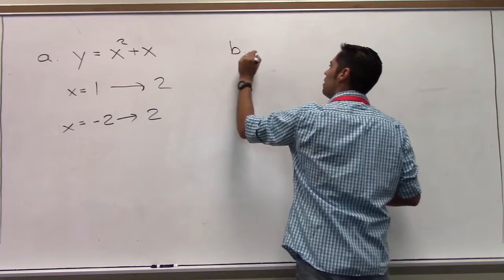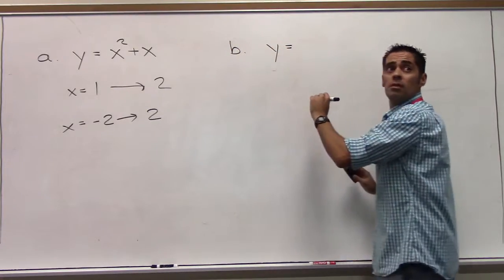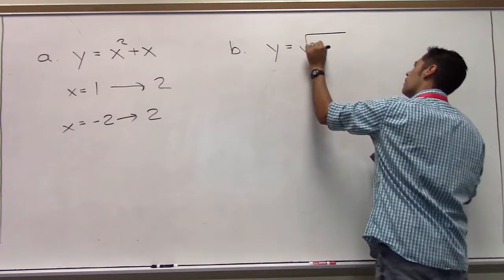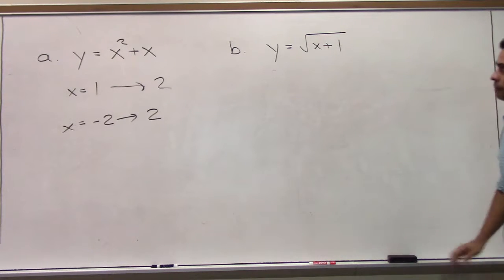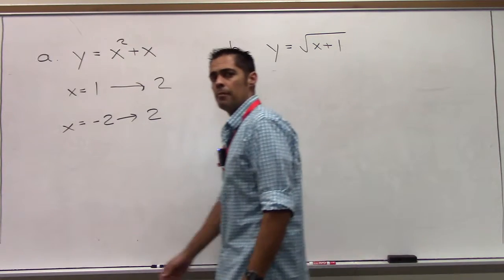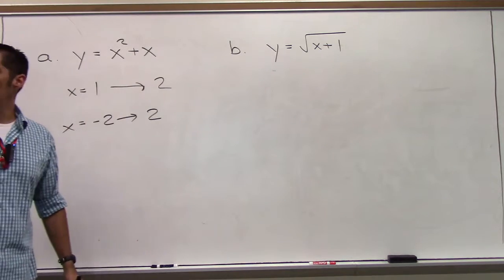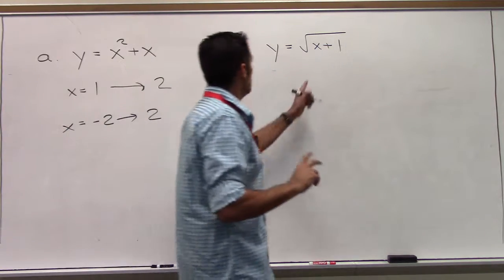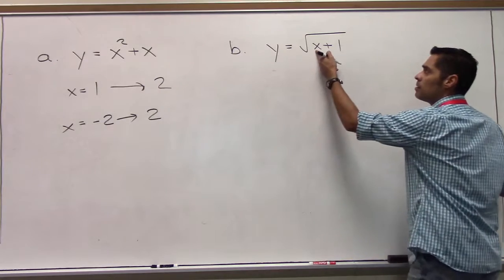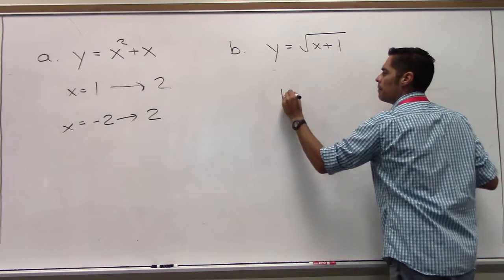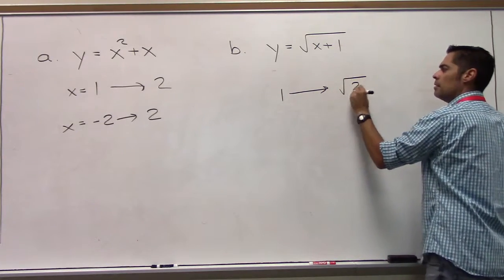For part B, you have y is equal to the square root of x plus 1. If I give you a value of x, are you going to be able to produce a single value of y? No? Which one? Give me an example where you wouldn't be able to do that. What's that? If you plug what? If I plug in 1 for x, I'm going to get what? Square root of 2, right?